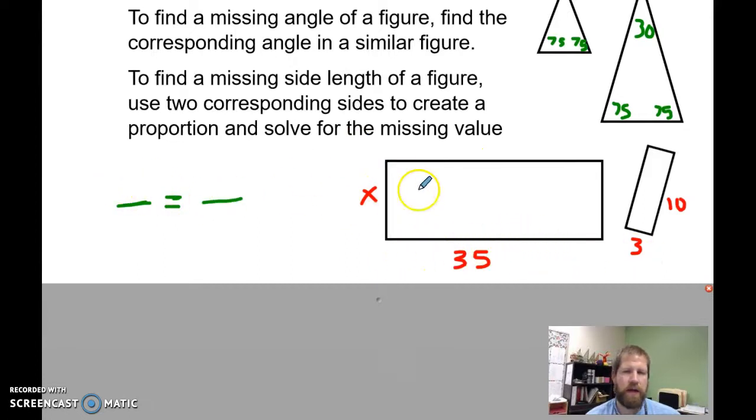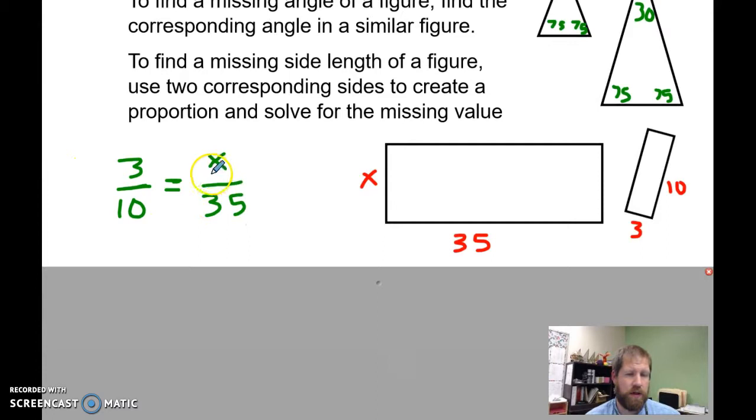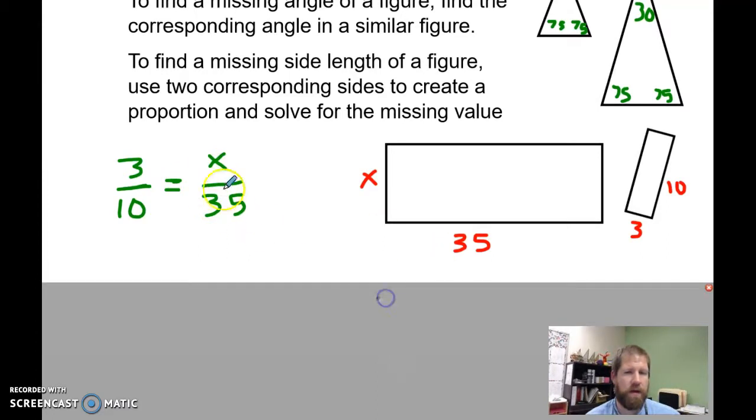Let's start with my variable. My variable is here, and I'm going to do the lengths for my larger rectangle. So I have my short side over my long side, and now I have to do the same thing for that one: short side over the long side. Now you can find the cross product, and basically you're going to isolate x either way.